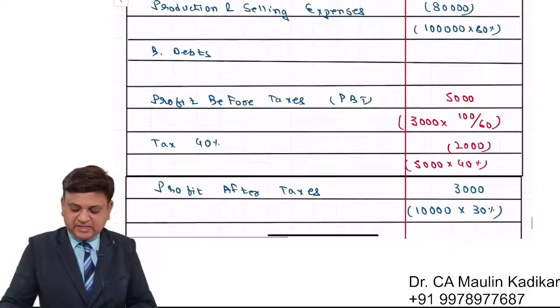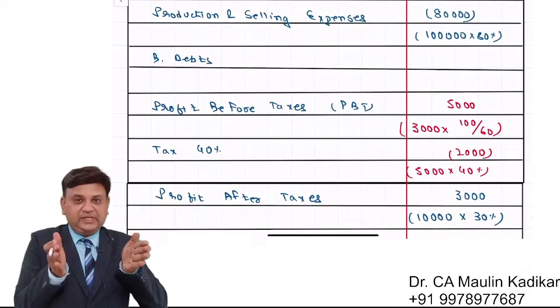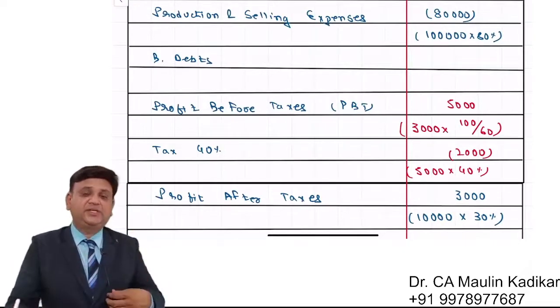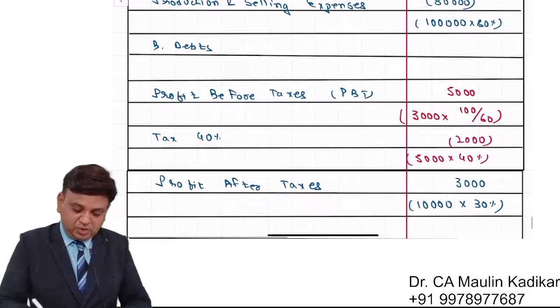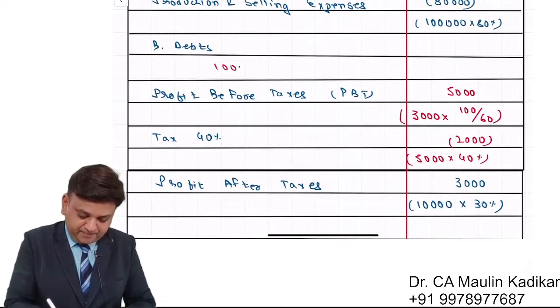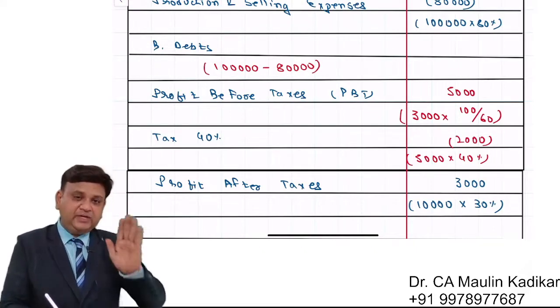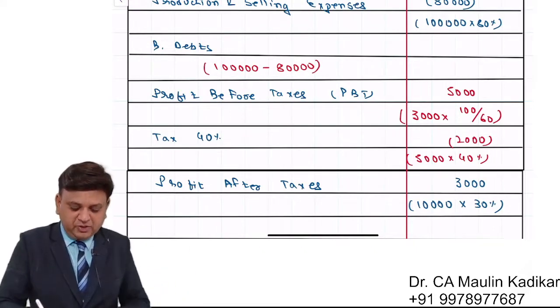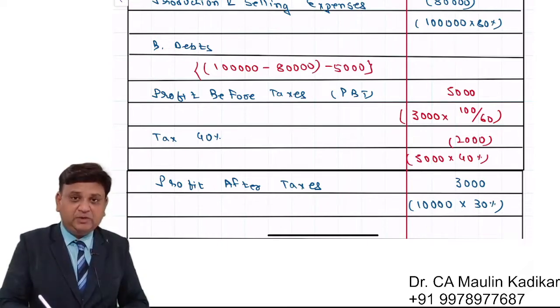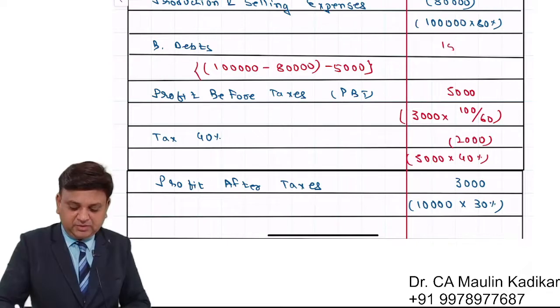Now understand that, say, from sales of 1 lakh, 80,000 is the production and selling expenses. So you have 1 lakh minus 80,000. You have a profit of 20,000 right now. After deducting the bad debts, your PBT should be at least 5,000. So what is the amount of the bad debts that you can afford? 15,000.